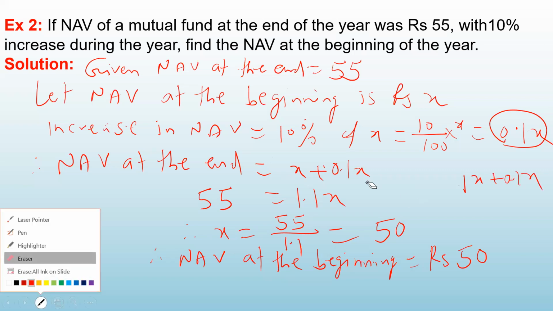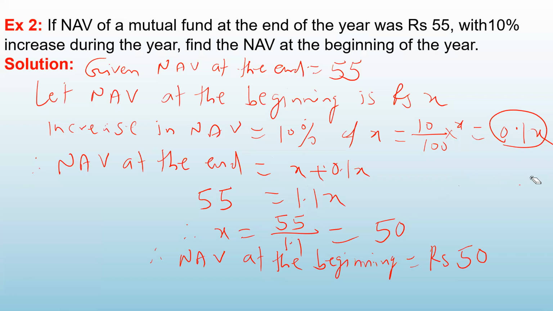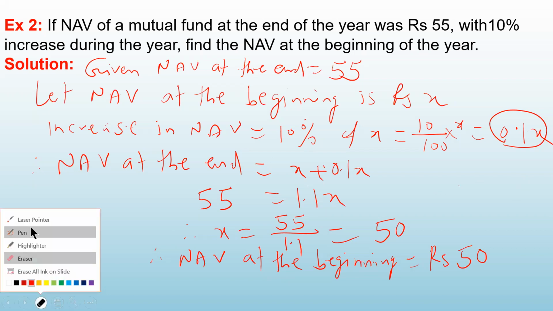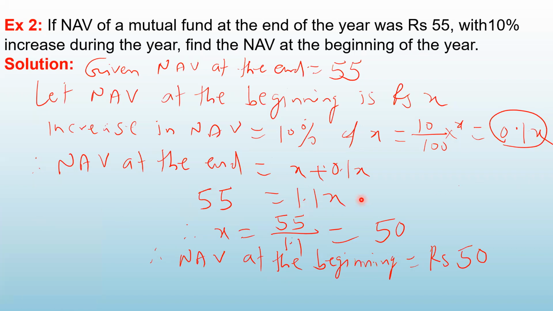So 1.1X is equal to 55. And if you have to solve this equation, what you have to do? You have to solve this equation for X. तो ये 1.1 को आपको इधर shift करना पड़ेगा. तो 55 divided by 1.1 that gives you 50. So therefore NAV at the beginning is rupees 50.